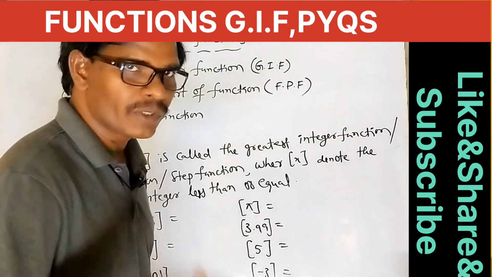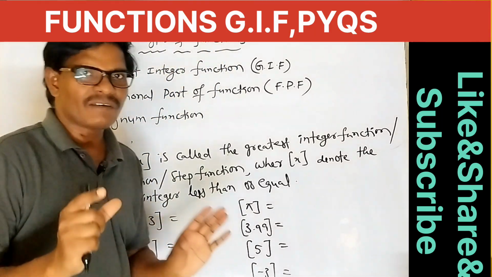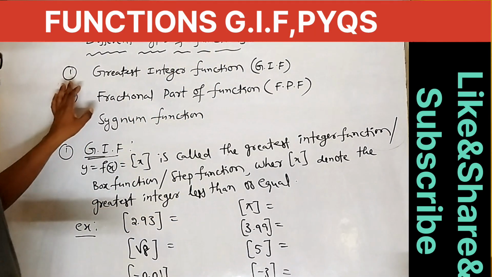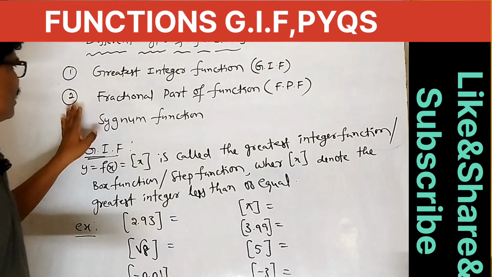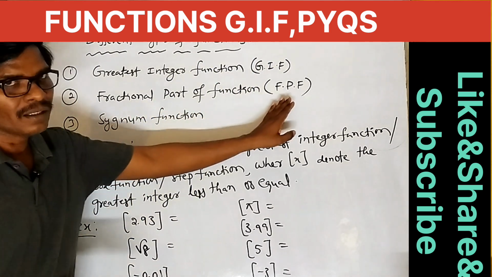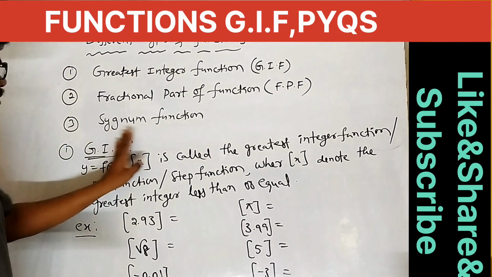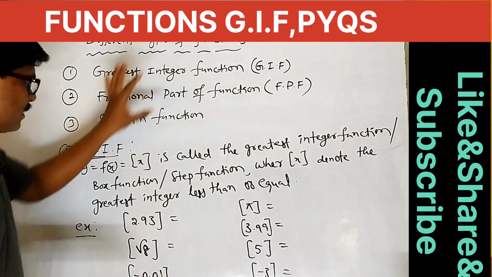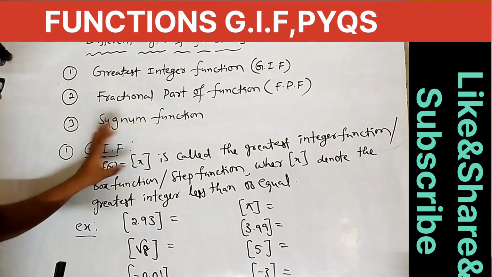Okay, listen all of you. Today our topic is different types of functions. What are the different types of functions? First one is greatest integer function, the G.I.F. Second one is fractional part function. Next, third one is signum function. Okay, I will take the first one, GIF. GIF means greatest integer function.